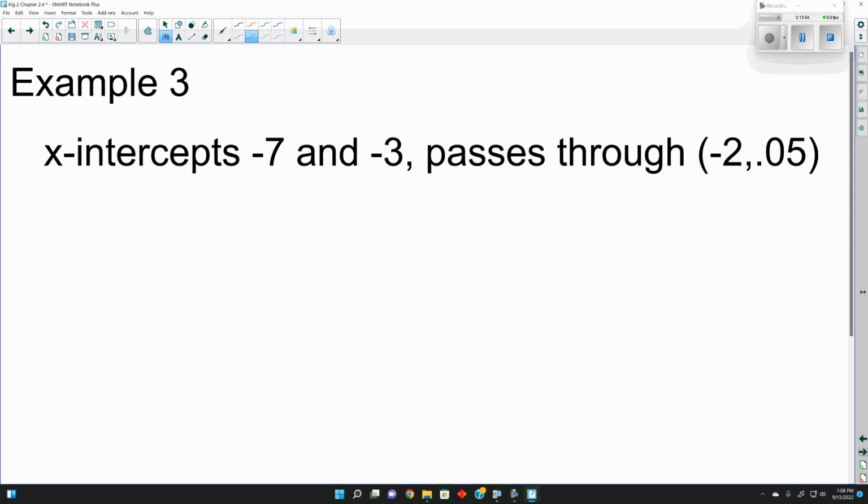X-intercepts are -7 and -3 and passes through the point -2, 0.05. Is this going to be our vertex form? No.